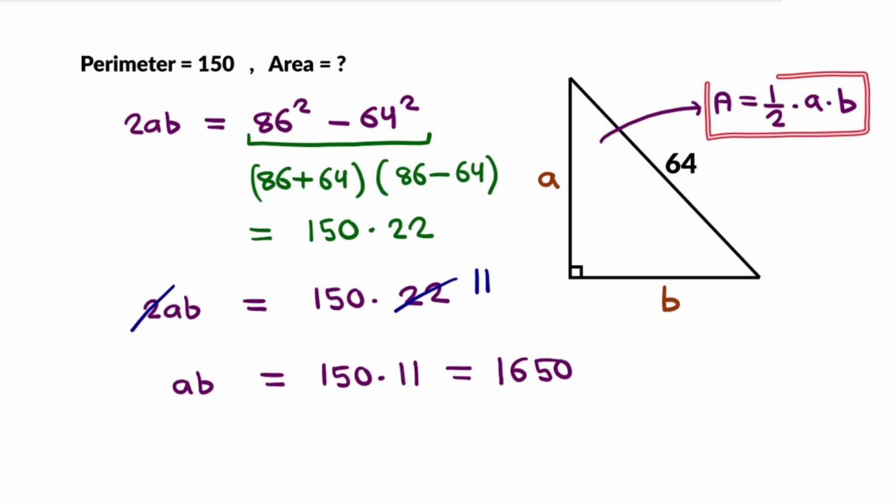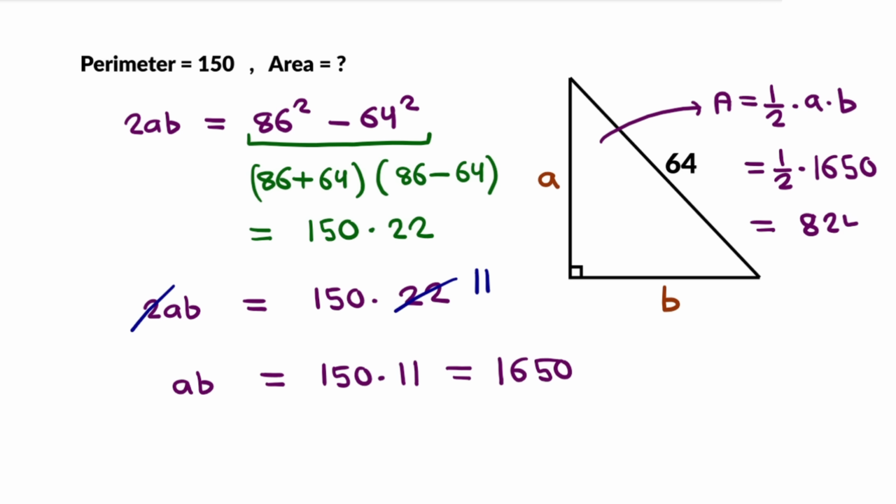Area equals 1/2 times AB. So the area is simply 1/2 times 1,650. Divide by 2, and we get our final answer. 825 square units. Such an elegant solution. We found the exact area without ever solving for the individual side lengths. That's the beauty of combining geometry with clever algebra.